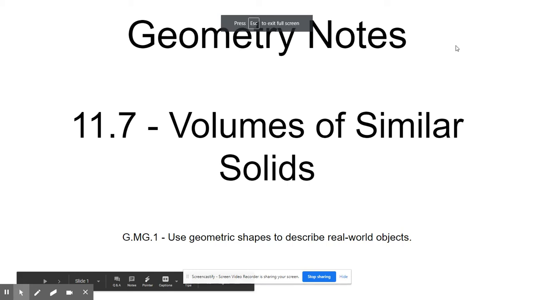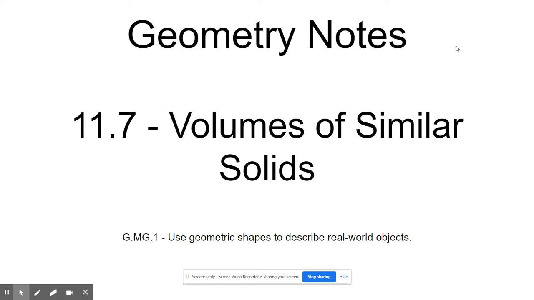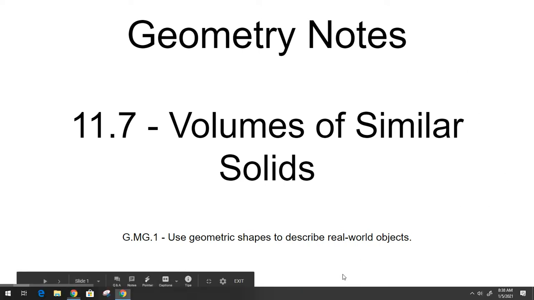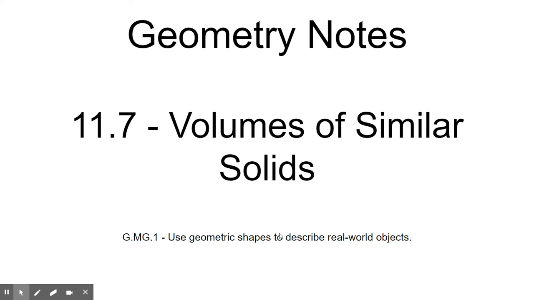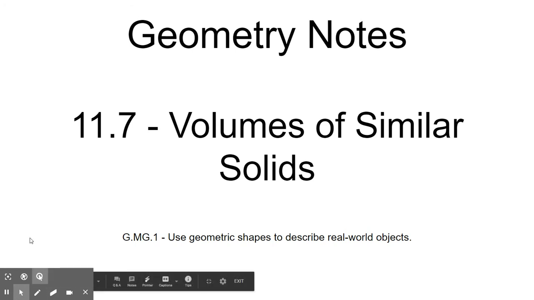All right, geometry 11.7. This is our last volume section. We're looking at similar solids and volume. We did a very similar section to this when we talked about area and how area and similar polygons behave. So let's take a look.